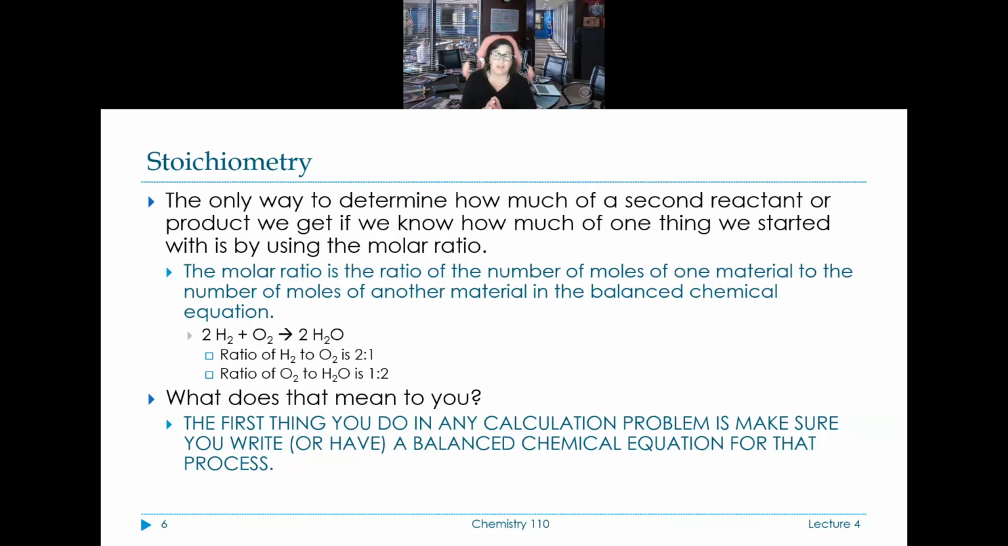So what does that mean to you? The first thing you do in any calculation is to write or have a balanced chemical equation. If you have to write one, then you write one. If you get given one, make sure it's balanced, because if it's not balanced correctly, then you're not going to be able to do the calculations. So always make sure that you check them.